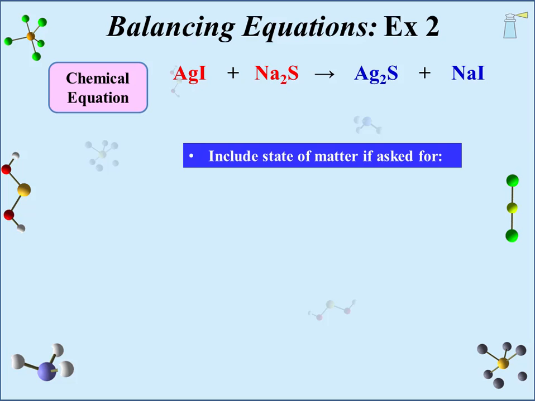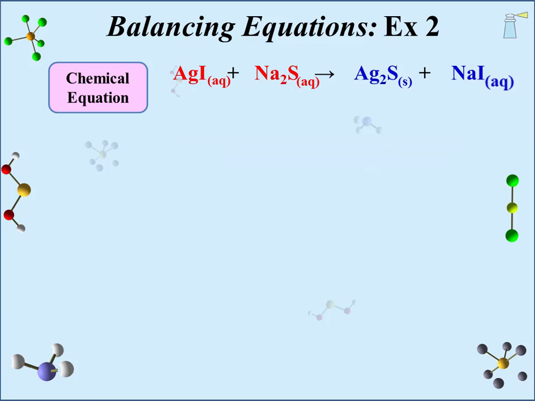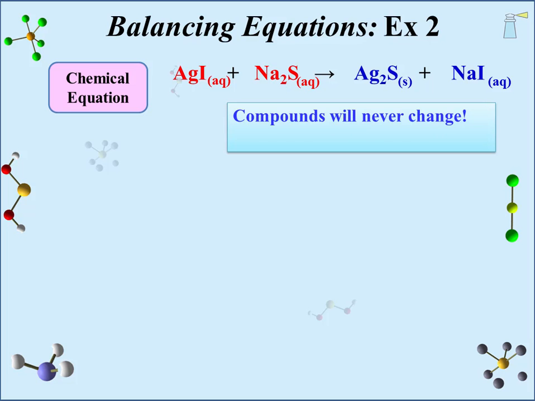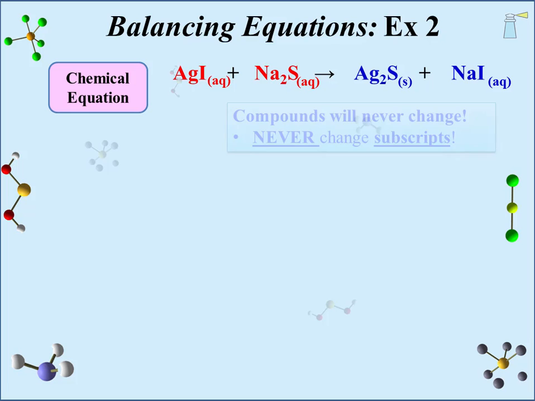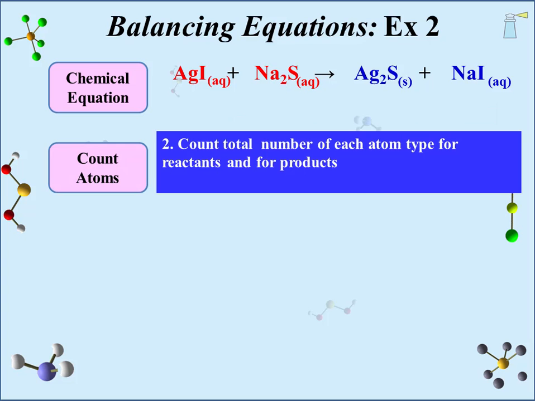Given a reaction like this, it might have been pointed out that the reactants were dissolved in water, meaning that they are in the aqueous phase. It might also have been noted that the silver 1 sulfide is a solid and precipitates out of solution. Compounds are never changed because we never change the subscripts. On to counting up the atom type for the reactants and products and putting them into a tally.